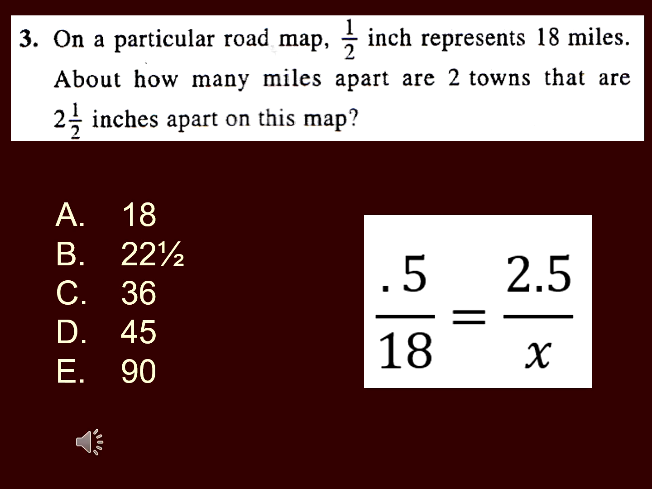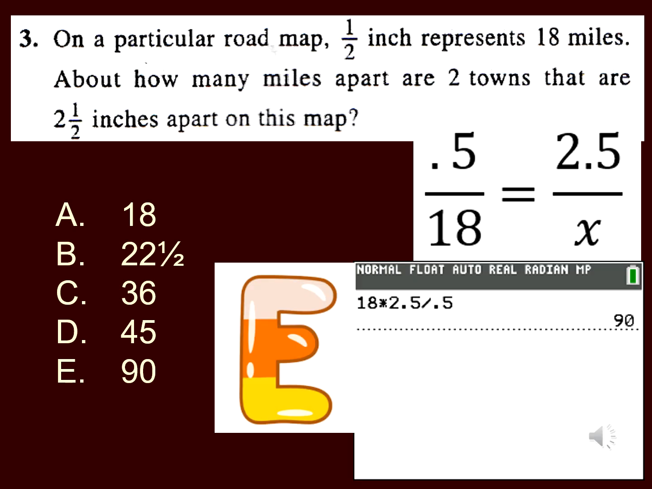So there are a bunch of ways that you could do a problem like this. But when I see things like this, I often think about cross multiplying. And so I wrote a little proportion. I put 0.5 over 18, half an inch on the map over 18 miles total. And then I put equals 2.5, 2.5 inches on the map, over x, which is what we're trying to find.